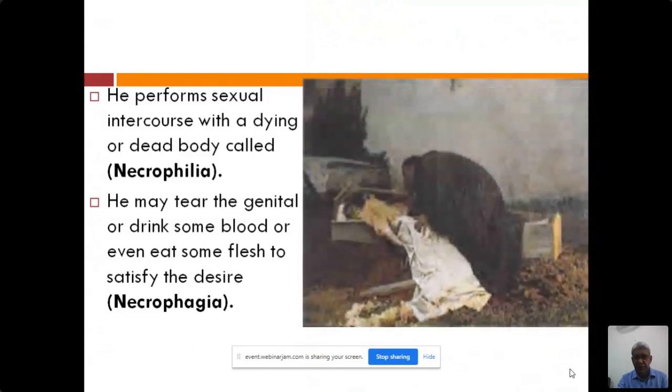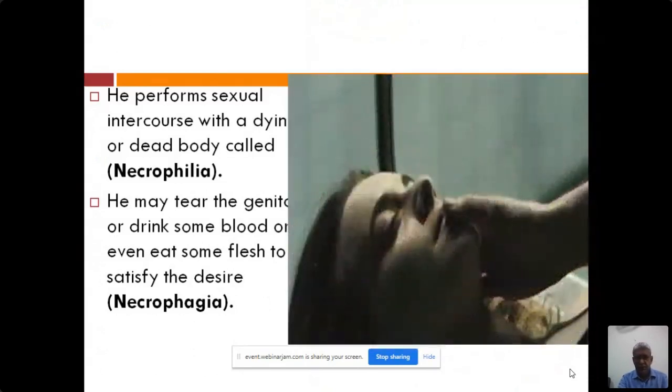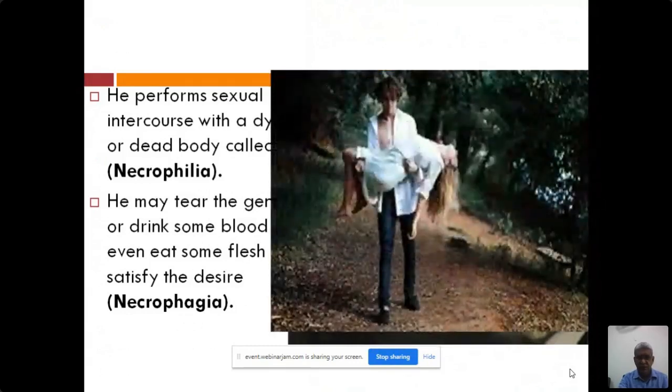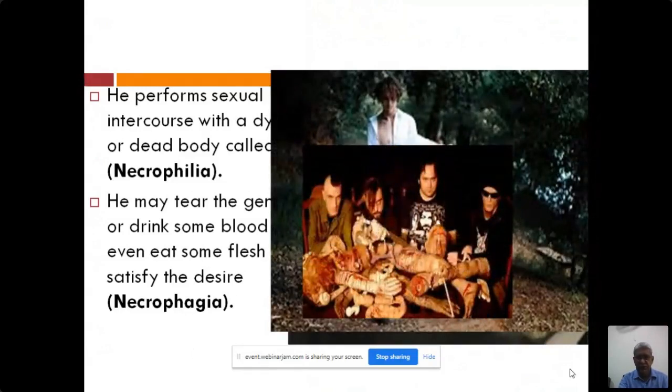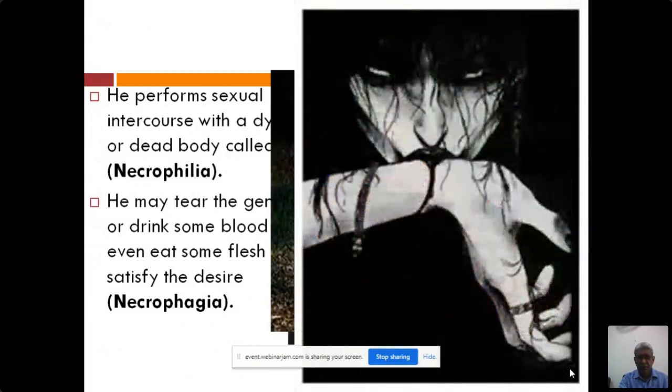This is an example of necrophilia, where the dead body is dug out of the grave and sex is done with it. This is another example of necrophilia. This is an example of necrophagia, eating the flesh of the dead body and drinking its blood.